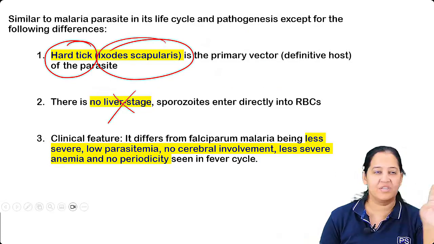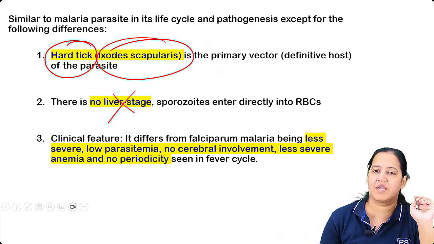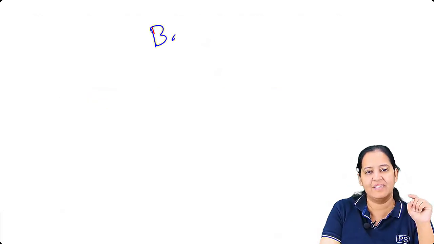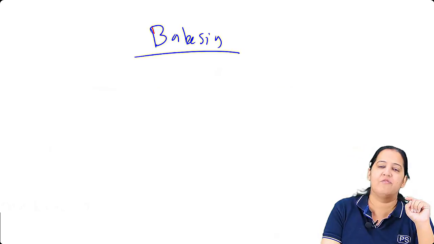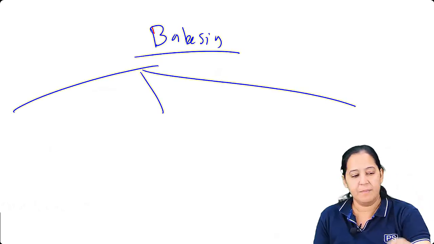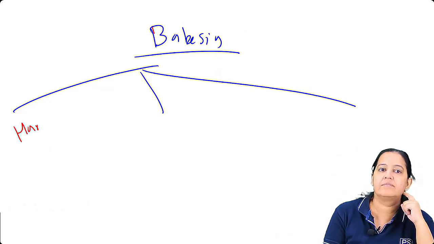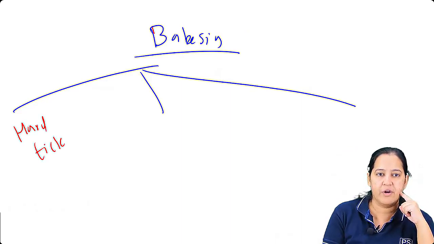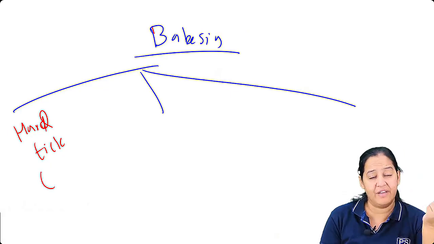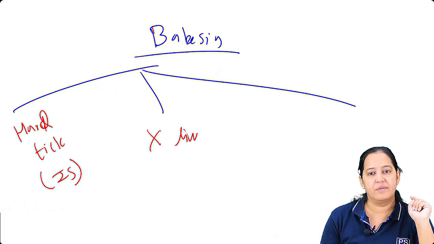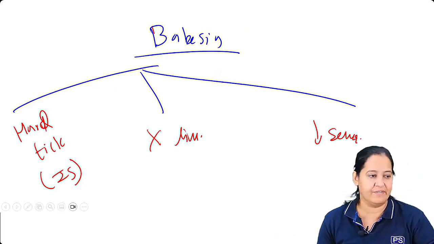Number 2, there is no liver stage. The sporozoites go directly into the blood. There is no pre-erythrocytic or exoerythrocytic stage. And number 3, it is less severe. So Babesia is exactly the same as malaria except for 3 differences. Number 1, the vector is different: instead of Anopheles, it's the tick. Learn the scientific name Ixodes scapularis. Number 2, there is no liver stage. Number 3, it's less severe. That's it. We are done.